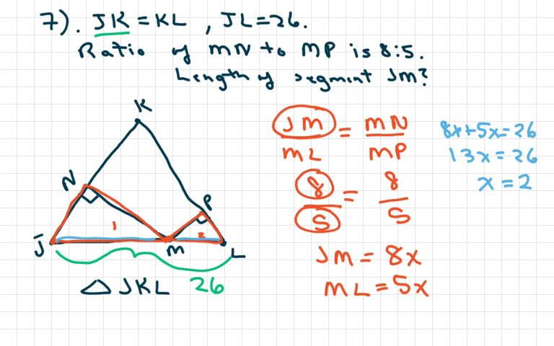Okay, so if x is 2, then we have JM equals 8 times 2. So it equals 16. And this was a griddable.